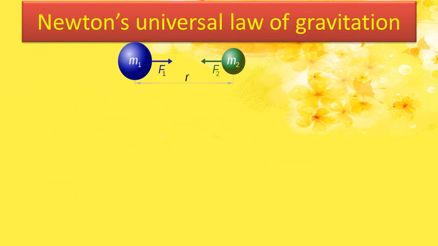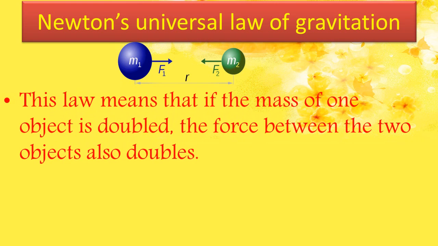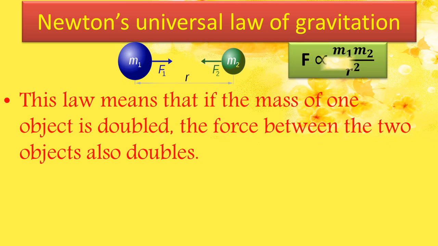Okay, now students, this law means that F is directly proportional to m1 m2 upon r square. So this law means that if the mass of one object is doubled, the force between the two objects also gets doubled. You can observe that F is directly proportional to the product m1 m2. So if the mass of an object is doubled, then the force will also be doubled, because force is directly proportional to their masses. If force increases, the product of their masses also increases.